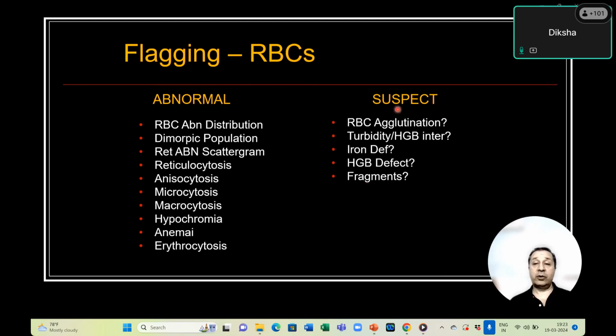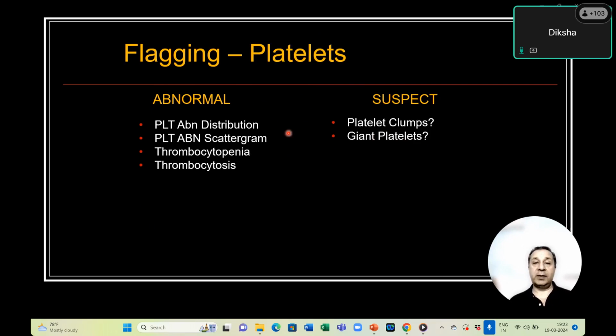On the other hand, you also have suspect flags on the red blood cells. For example, you have interferences of lipids. You can have interferences in the RBC counting, leading to what is called RBC agglutination. You can have iron deficiency, which may be suspected by the analyzer based on the data that's coming from the red cell indices. You can also pick up fragments, as I already mentioned, for the red blood cells. Similarly, for platelets, you have classical abnormal distribution of platelets, which can be picked up. You can have abnormalities of the platelet scattergram, especially in the analyzers which depend on the fluorescence of the flow cytometry patterns.